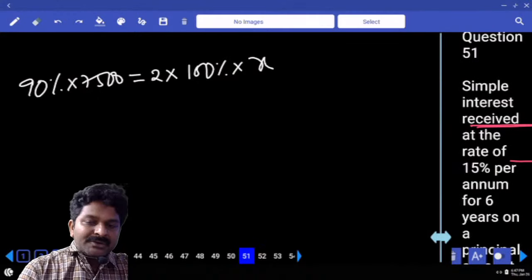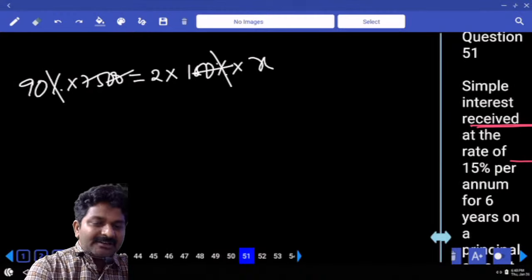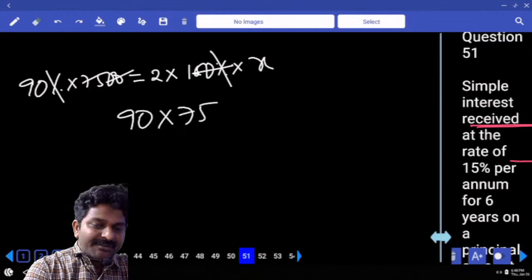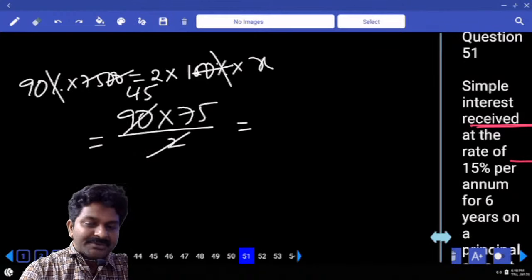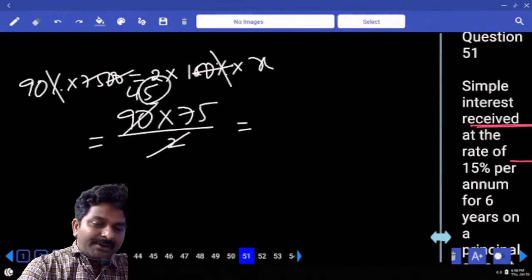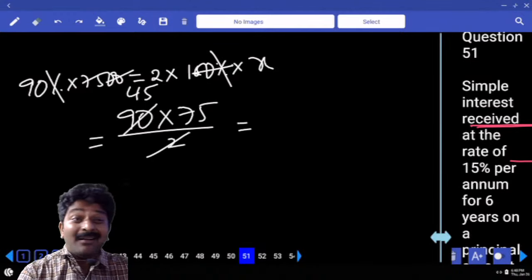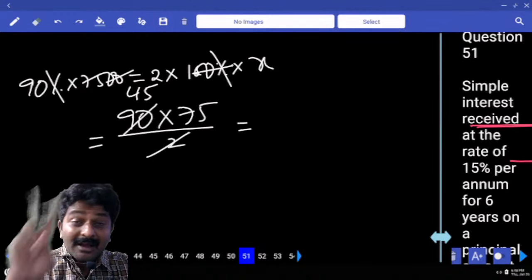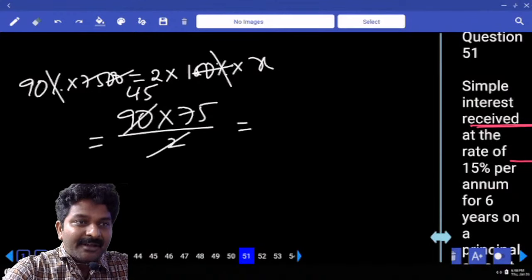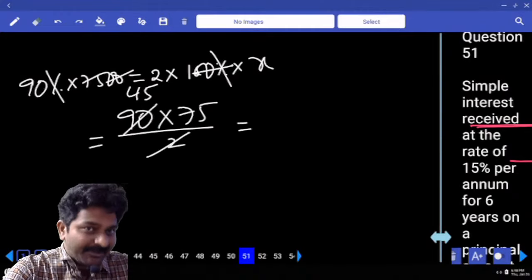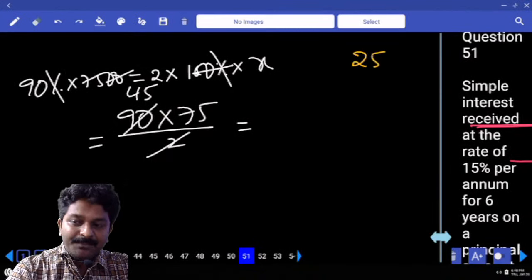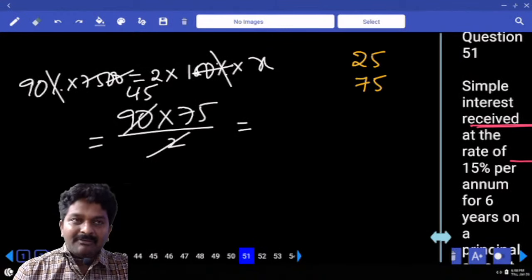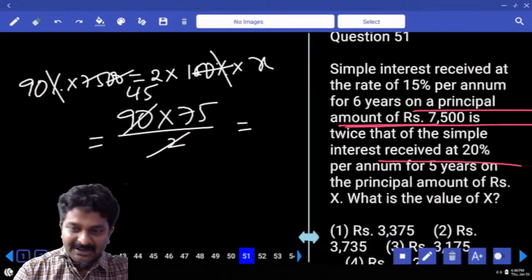Okay. So now percentage gets cancelled. 2 zeros get cancelled. So the answer is 90 into 75 by 2. Correct? 2 how many times? 45 times. Right. So now 5 into 5 ends with last 2 digits 25, or it may be 75 also. There will be only 2 possibilities. One is 25, the other is 75. When will you get 25? When will you get 75? We'll discuss that later. Let's come here.